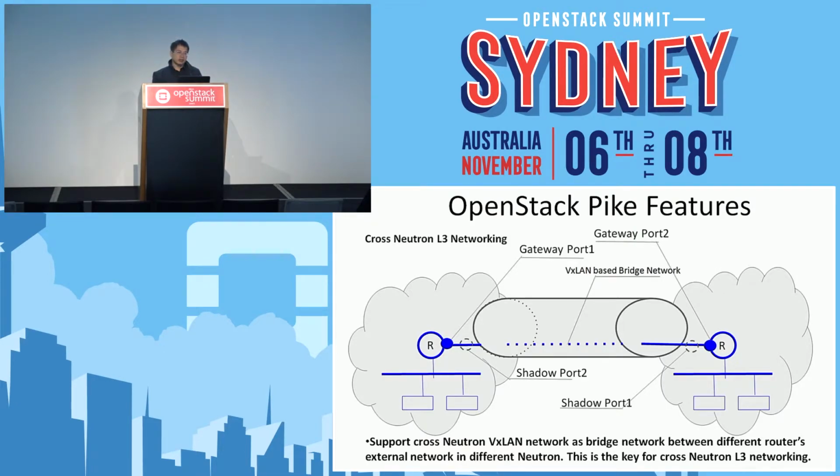Another feature is cross-Neutron layer 3 networking. Cross-Neutron layer 3 networking is similar to the L2 network. We create one bridge network between different routers in different Neutrons. This bridge network uses the shadow agent and the shadow port to establish the tunneling between different Neutrons. But in this case, the gateway port will be created with a shadow port in other Neutron servers.